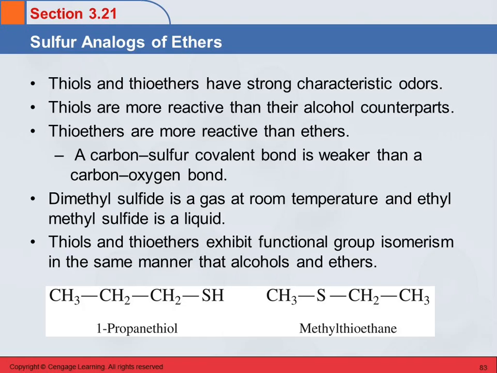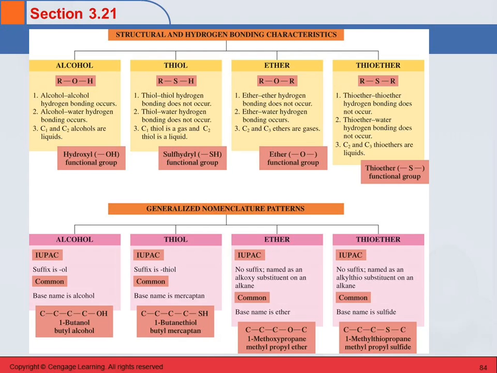They do exhibit functional group isomerism, like what we talked about with the alcohols and ethers. So here we have same molecular formula, but this one's a thioether and this one is a thiol. The functional groups are different. That's what makes it a functional group isomer. And so here's a summary of what we've talked about in this chapter. With alcohols, their analog thiols, ethers, and their analogs, thioethers. So that's a good summary. There we go.